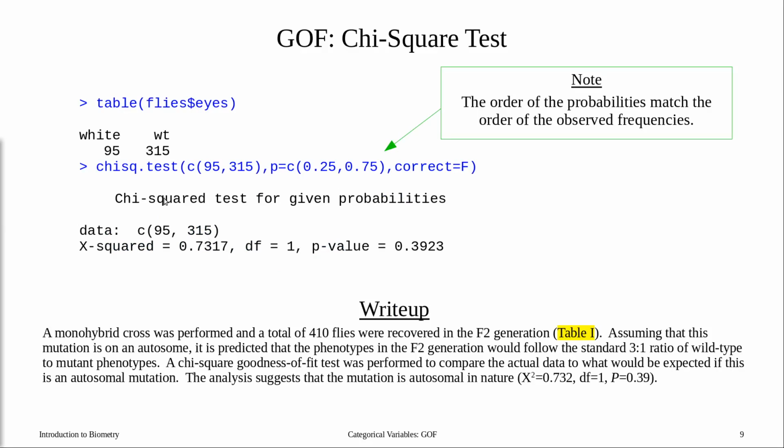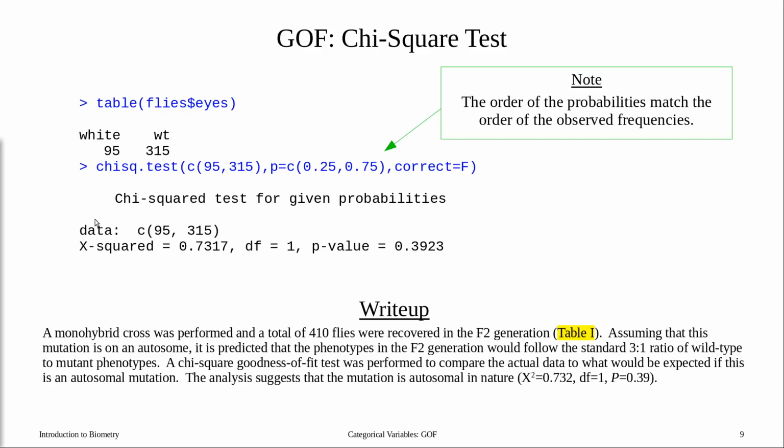Now when we do this chi-square test, we're going to give it a vector of observed values and then a vector of probabilities. It is very important that the vector of probabilities that we give this function occurs in the same order as our vector of observations. So with this vector of observations, I gave it the wide-eyed flies first, and then the red-eyed flies. So our probabilities then have to be the probability of our wide-eyed flies and then the probability of our red-eyed flies.